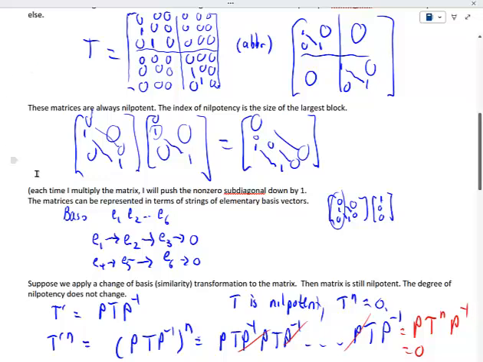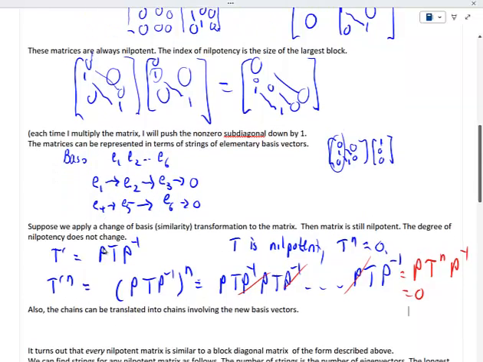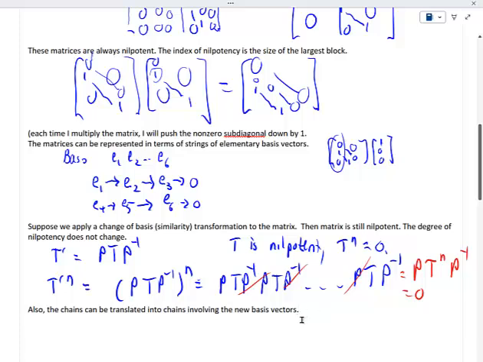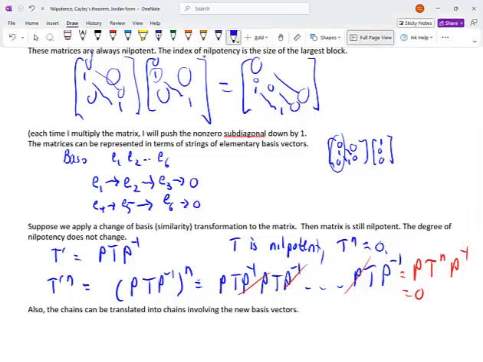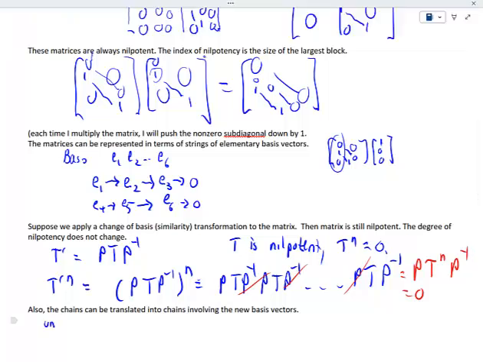Now, what happens to these chains if you do this similarity? This is like a change of basis. So remember that under the similarity transformation, e1 will go to a different basis vector, beta 1, e2 goes to beta 2, and so on.